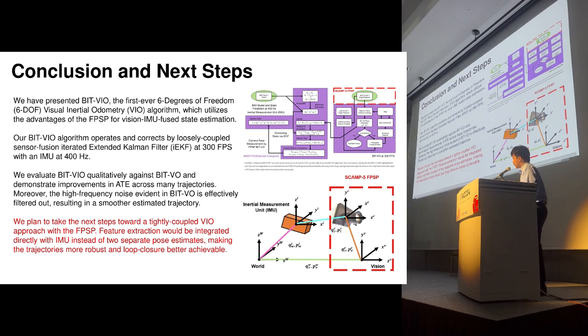And so this is our conclusion. We basically presented the first ever 6 degree of freedom visual inertial odometry using the FPSP for vision IMU fused state estimation. In future works, we hope to work towards a tightly coupled or more tightly coupled approach. Yeah, that's it.